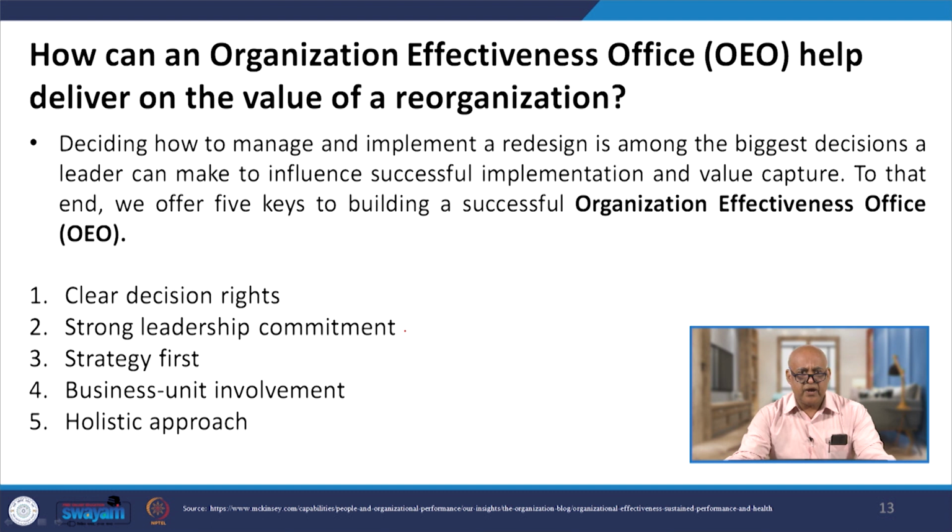To that end, we offer the five keys to building a successful organizational effectiveness office, the OEO. Clear decision rights, strong leadership commitment, strategy first, business unit involvement, and a holistic approach. So, what type of decisions will organizational effectiveness be creating? There have to be very clear decisions.